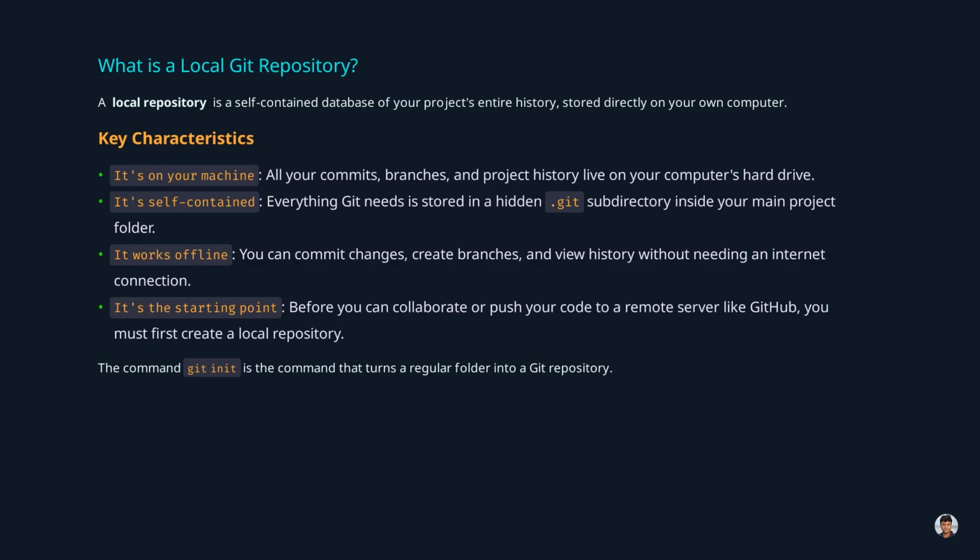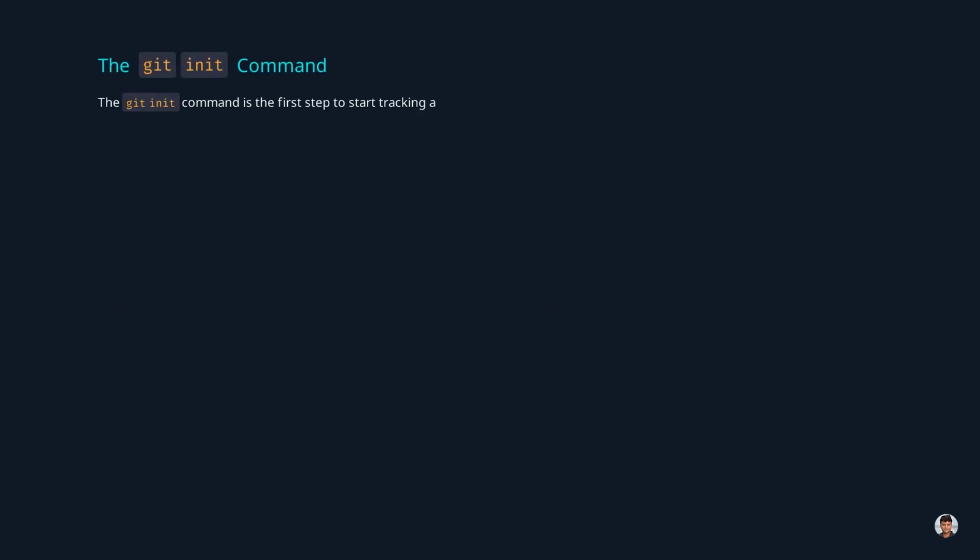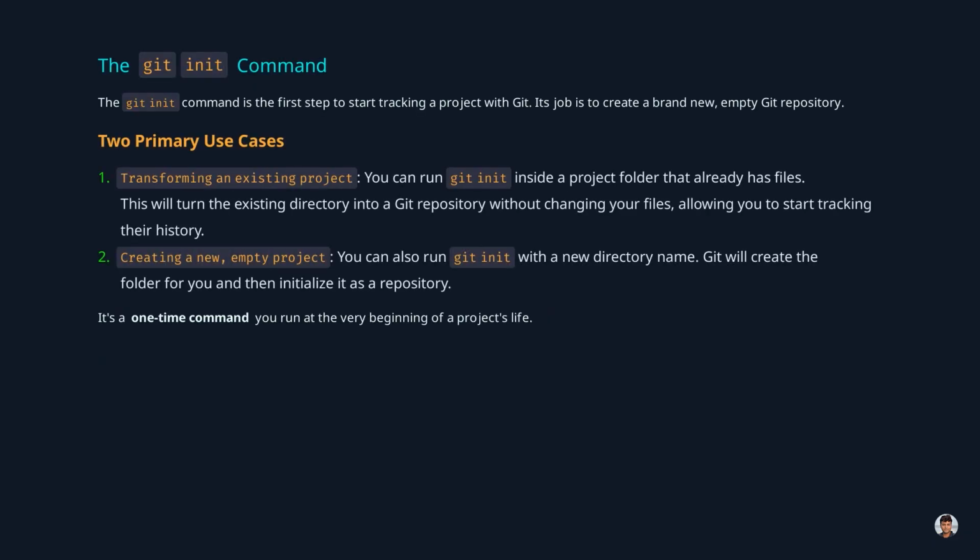Everything Git needs to track your project is placed inside a special, hidden subfolder. This local repository is your private workspace. Later, you can share your work by connecting it to a remote repository, but it all starts here. The git init command is used to turn your regular folder into a new Git repository. In the next section, we will look at this command in more detail.